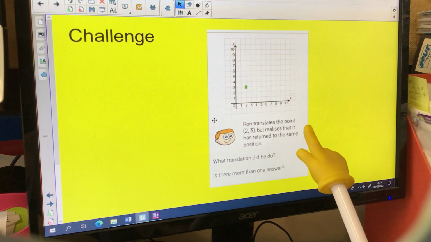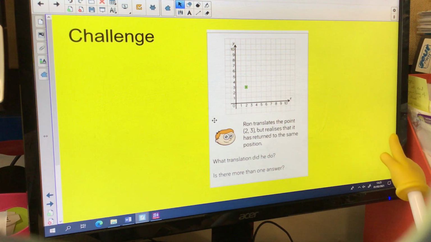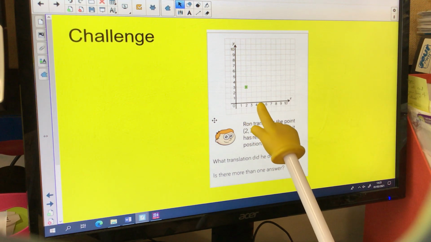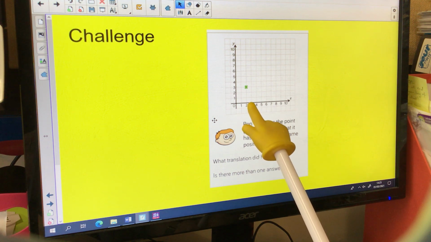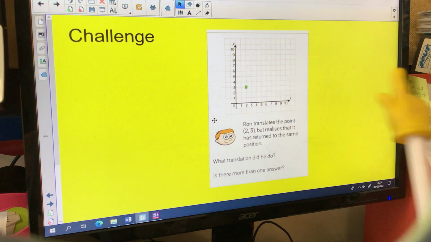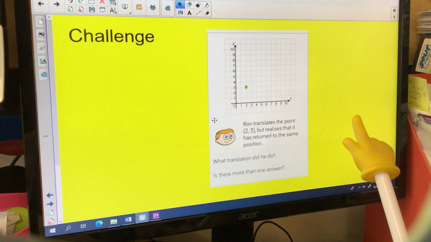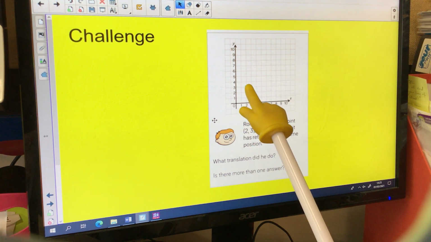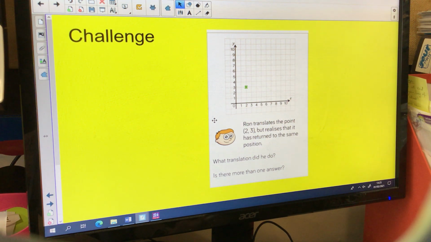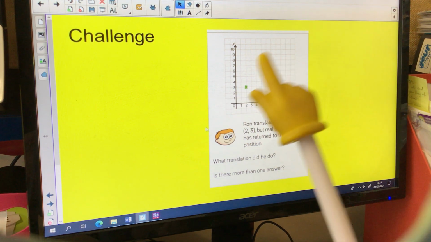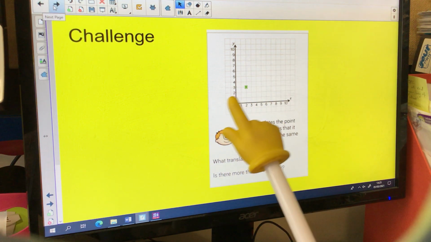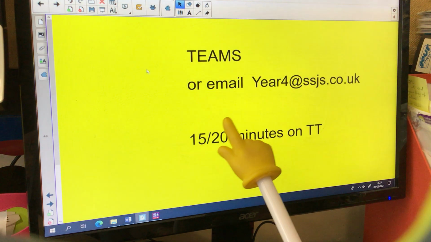Now I've set you a little challenge. It says Ron translates the point 2, 3. So remember, we've done coordinates already. So 2, 3 is there. But he realises it has returned to the same position, right? What translation did he do? So he has translated that from there and he's landed back there. Ooh, now, is there more than one answer? Okay, now that's something to think about. We'll maybe have a think about that next lesson, but I'd like you to have a go at that because it will really get your mind ticking over.